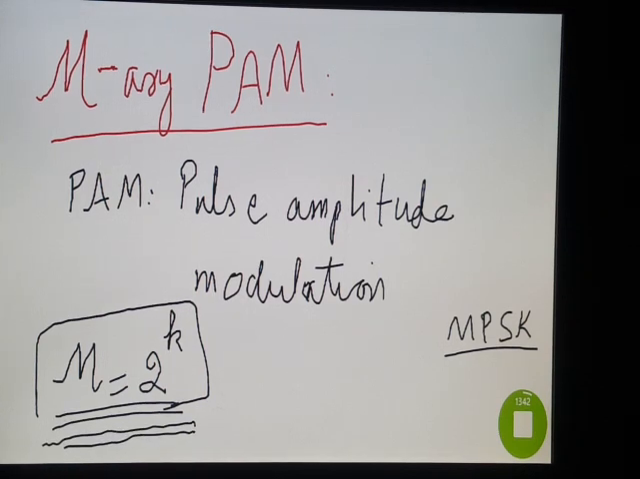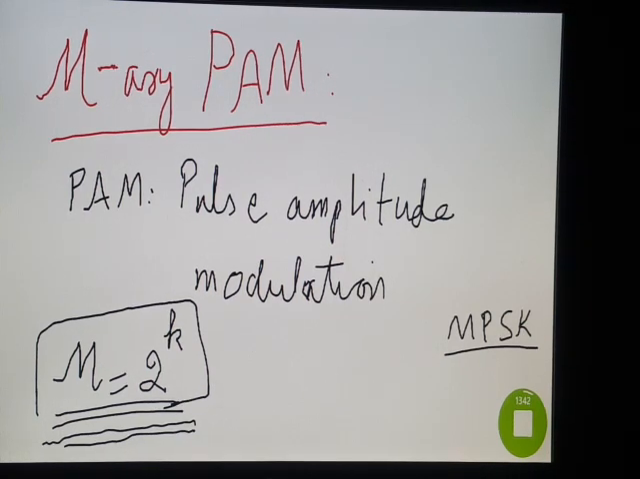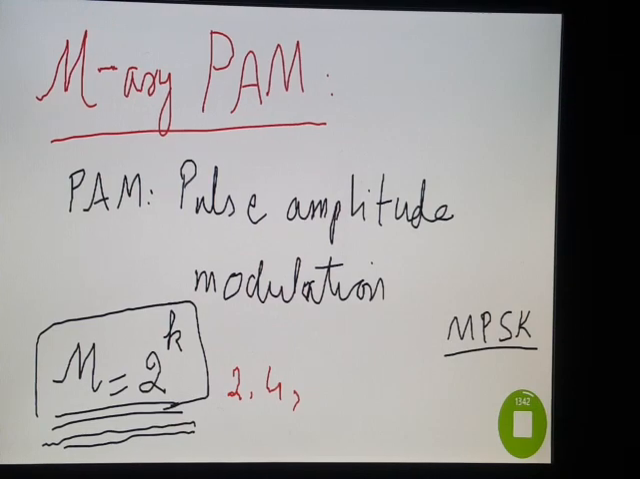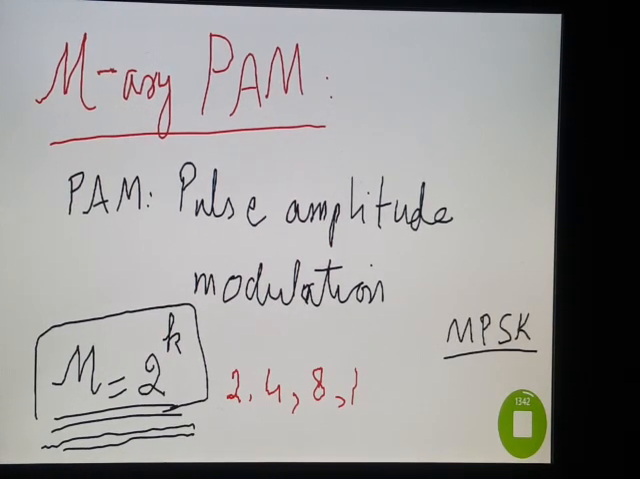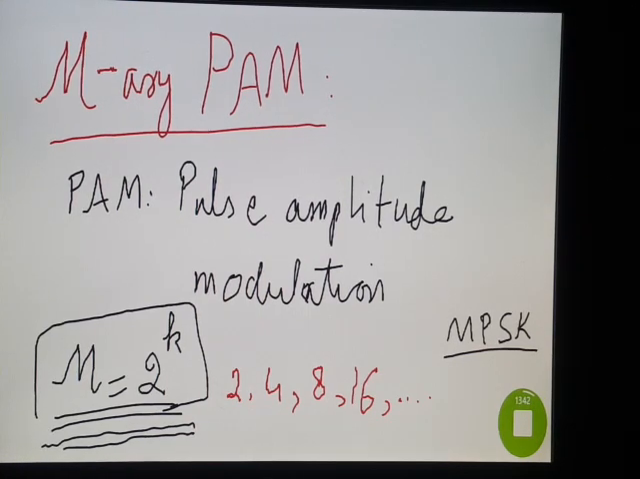Here K is an integer, so you can have K equal to 1, 2, 3 and so on. So the possible values of M are 2, then 4, 8, 16 and so on. These are all the positive values of M, which is 2 raised to the power K.